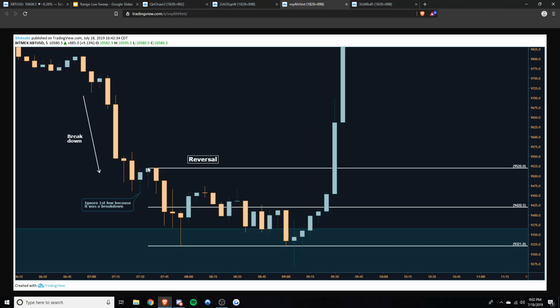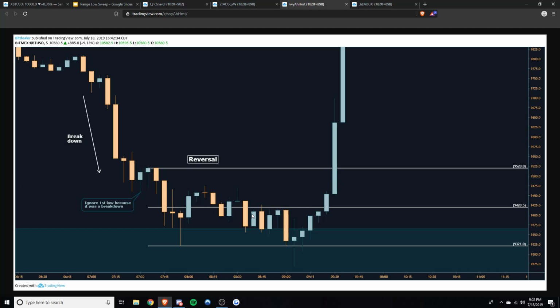Use this temporary high, this small high, as the range high, and this low is the range low. Price reverses, interacts with the mid-range. You can see it kind of chopped around for a minute, and then it broke below it.